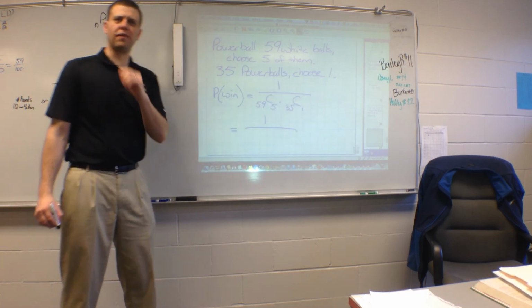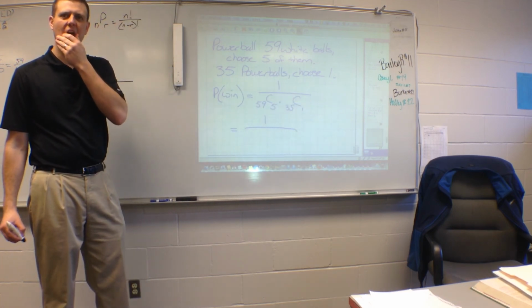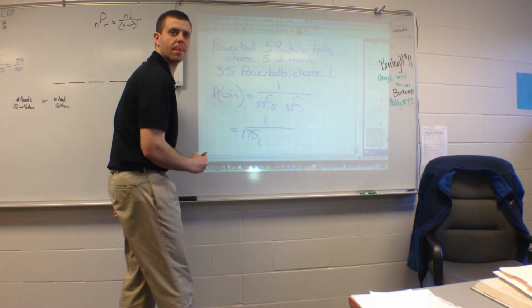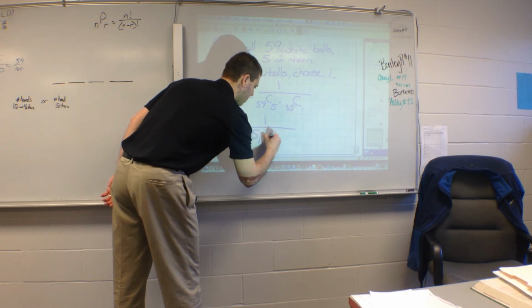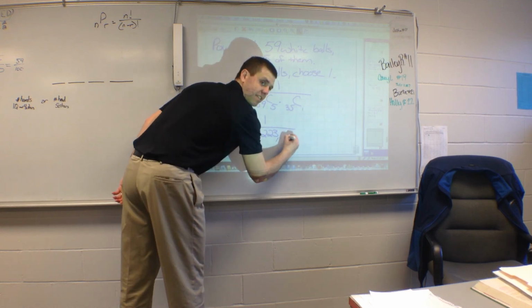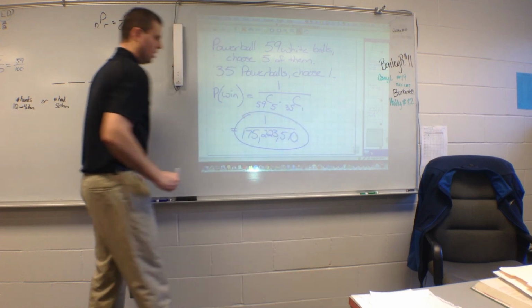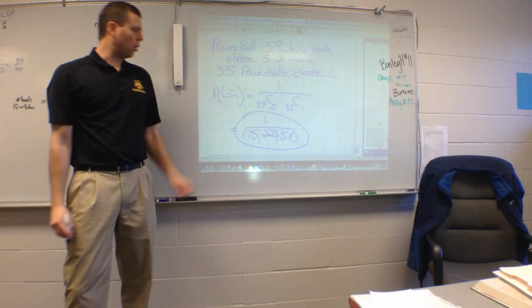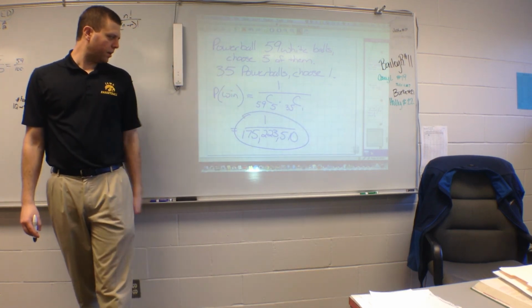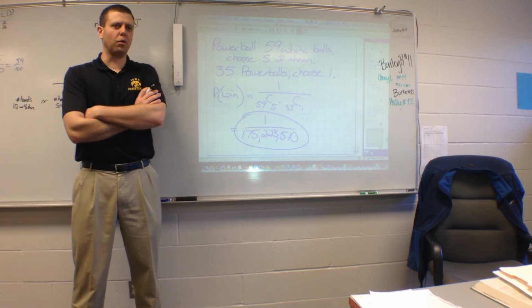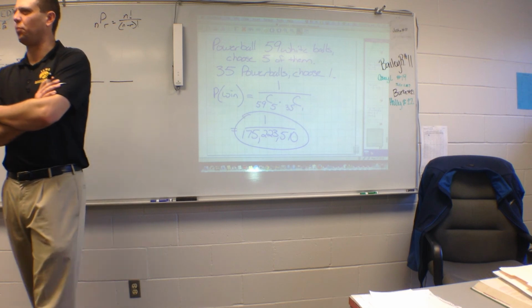59C5 times 35 gives 175,223,510. So the probability of you winning the Powerball jackpot is 1 over 175,223,510. You have about a 1 in 175 million shot at winning the Powerball.